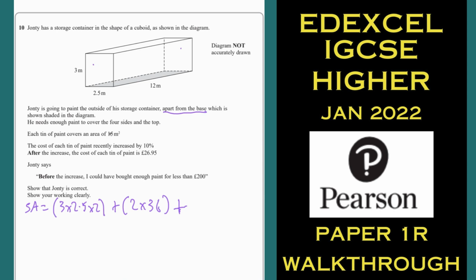So the lid is 12 by 2.5 on your calc. What's that? 12 doubled is 24. Add on 6, it gives us 30. As long as you get a total answer of 117 metres squared.